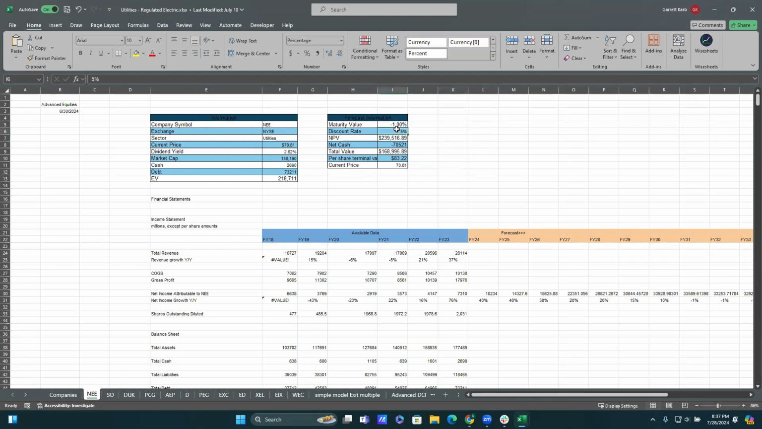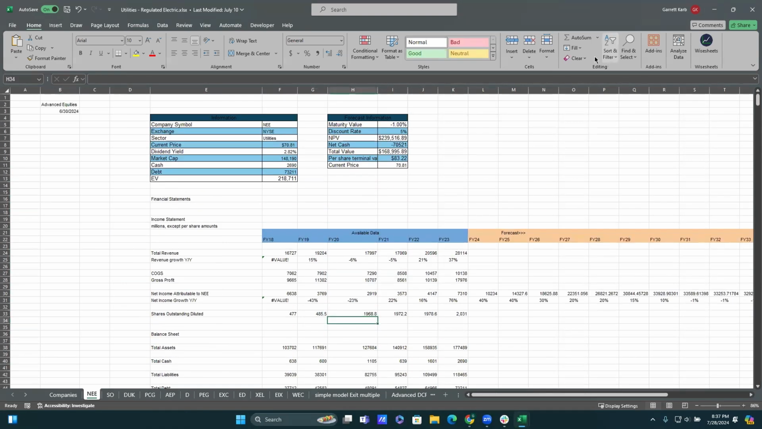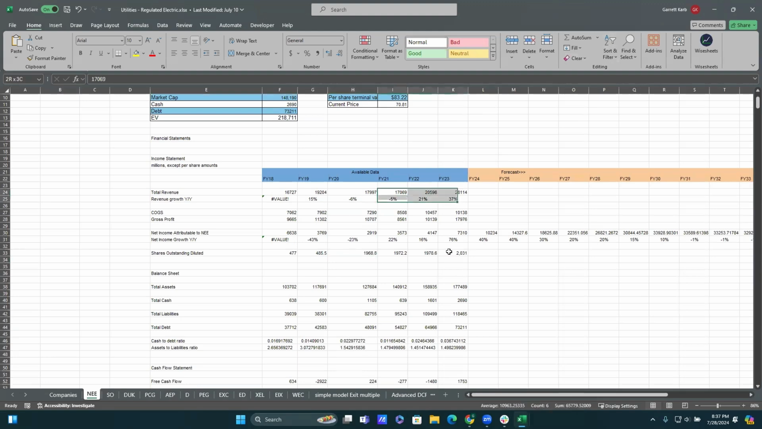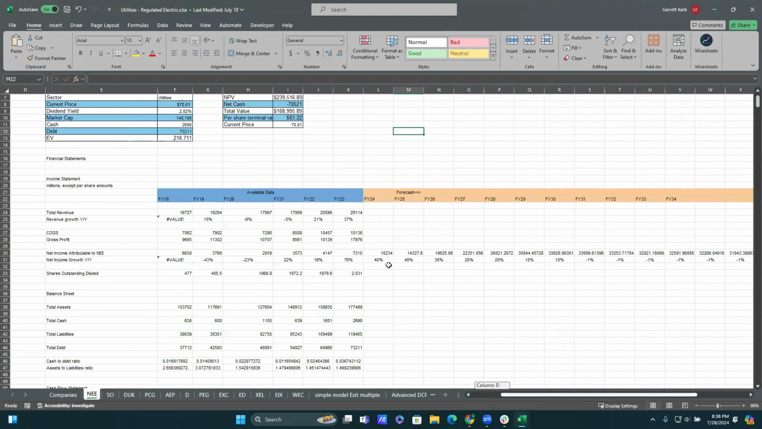Okay, so let's see. We can see that I used all those numbers from the SEC and I typed them in. I got rid of my boxes when I was done over here, and this is what I got. Got all this stuff. Great. But now we're going to look at that forecast again.